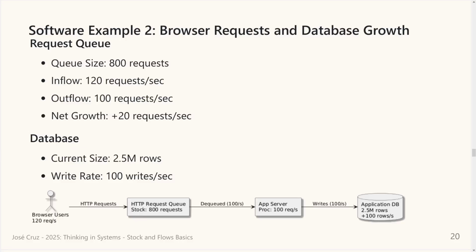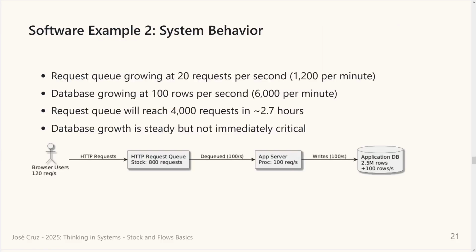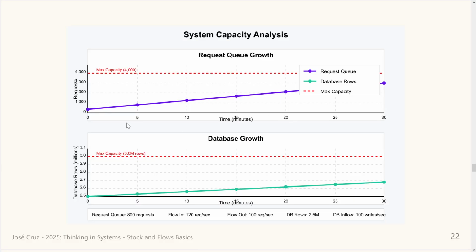Again, I simplified both examples so it will be easy to understand. So system behavior: request queue growing at 20 requests per second, 100 rows per second, so there will be 6,000 rows per minute. Request queue reaches 400 requests in 2.7 hours. So our system can handle this flow continuously for 2.7 hours, and database growth is steady but not immediately critical. Okay, so this is the same concept. Remember, always try to design something like this. What is the capacity for a request queue, and what is the capacity for a database?